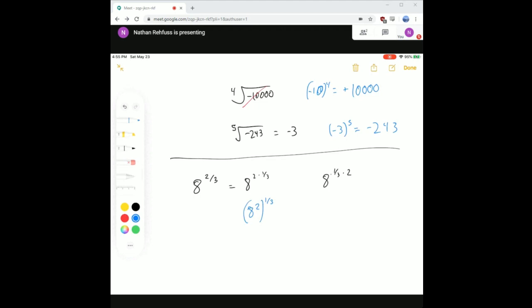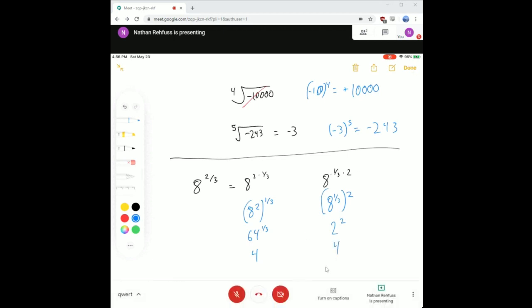Well, 8 squared is 64. And I know that 4 times 4 times 4 is 64, so 64 to the 1/3 must be 4. Or if I had done this in the other order, I could say this is 8 to the power of 1/3 and then squared. Now, since 2 times 2 times 2 is 8, the cubed root of 8 must be 2, and 2 squared is 4. Like I said before, math is consistent, which means we're going to get the same answer no matter which way we solve the problem, as long as our solution is correct.